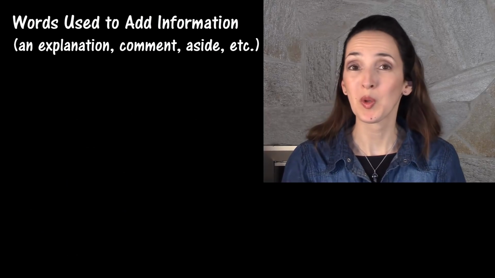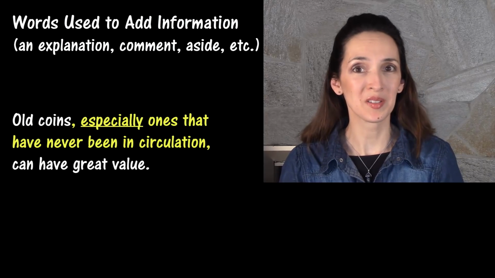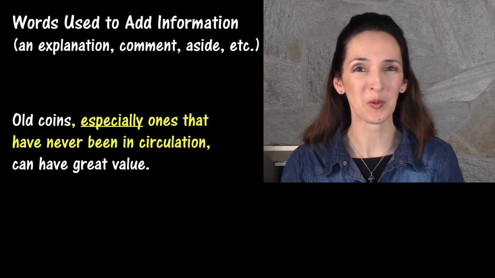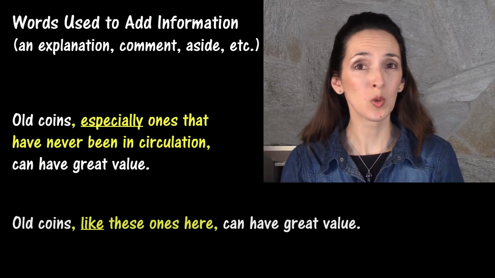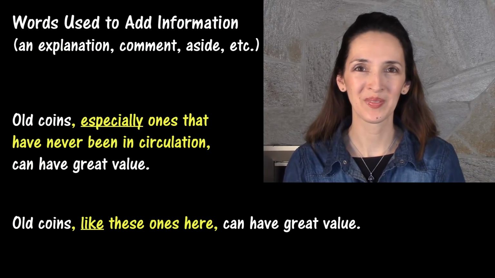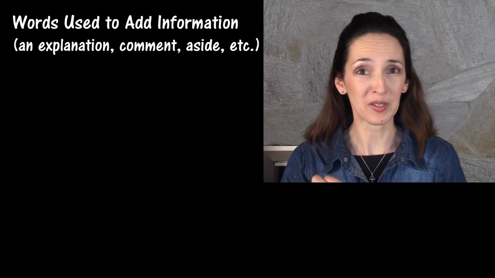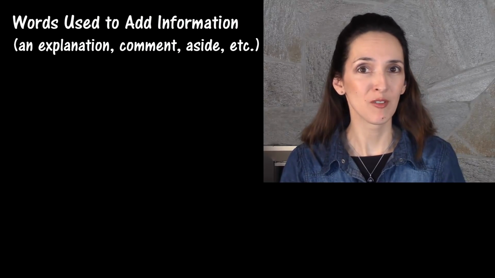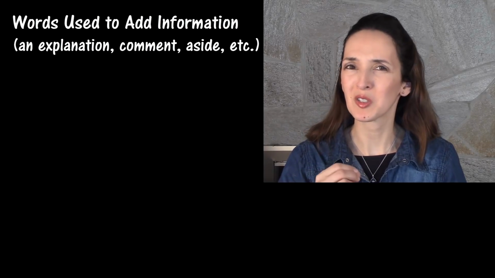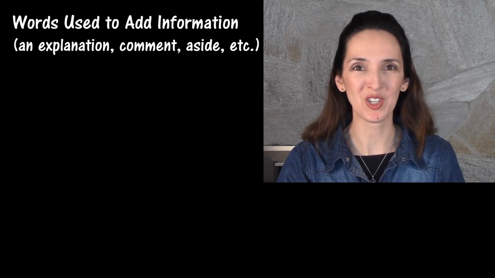To give examples, we may use words like these. Old coins, especially ones that have never been in circulation, can have great value. Old coins, like these ones here, can have great value. To give additional information about a noun, we might use an adjective clause. It's the kind of clause we set off in commas because it's not really needed to identify the noun. We're just giving additional information.